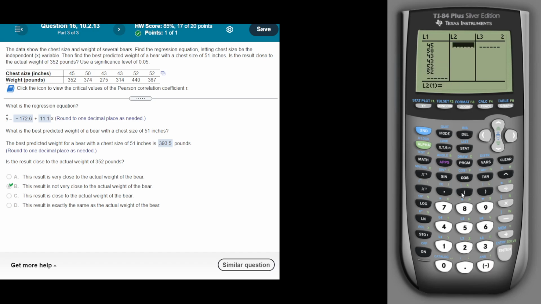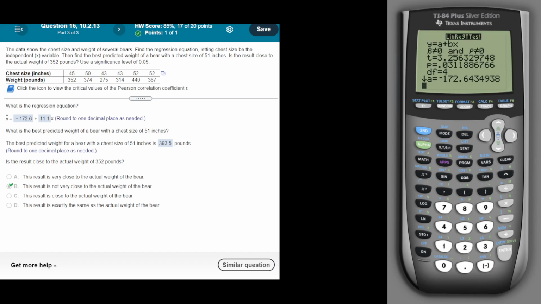All right, let's move over to 352, 374, 275, 314, 440, and 367. Okay, you know what comes next. Let's hit stats, go over to tests, go to the linear regression t-test, go all the way down, and hit enter. There goes our stats.